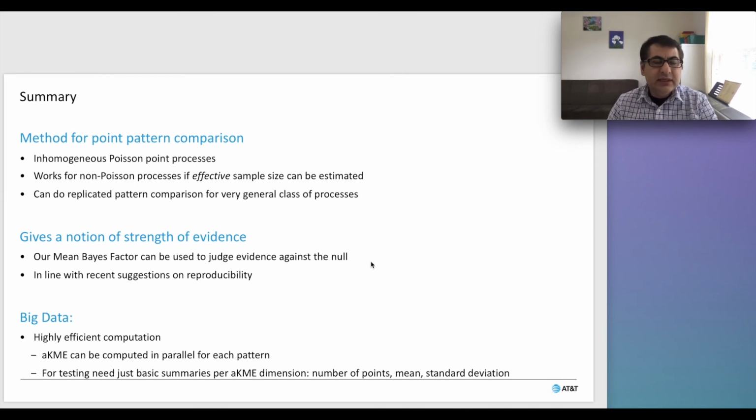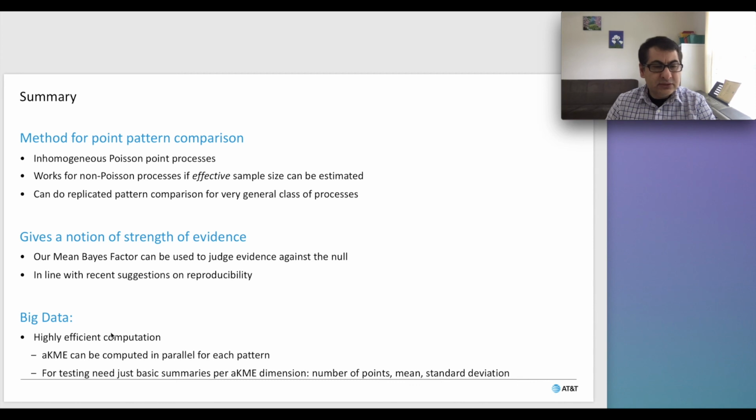To summarize, in our paper, we introduce a method for point pattern comparison, which works for inhomogeneous Poisson point processes, and in addition, works for non-Poisson processes if you can estimate some kind of effective sample size. And it can do replicated pattern comparison for a very general class of processes. A nice result of our method is that you also get a notion of strength of evidence. Our mean Bayes factor can be used to judge evidence against the null, and this is in line with recent suggestions on reproducibility, some of which call to replace p-values by Bayes factors.